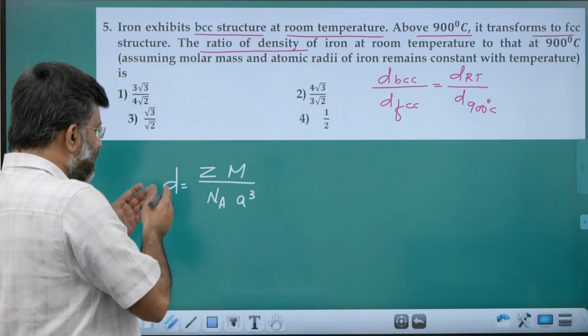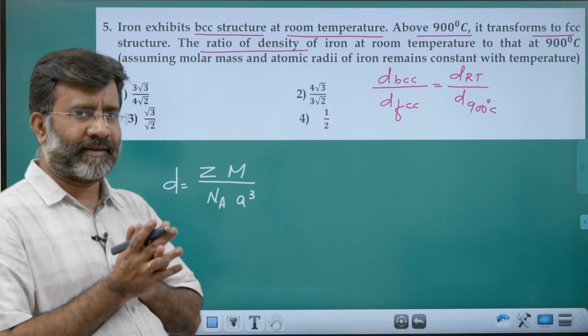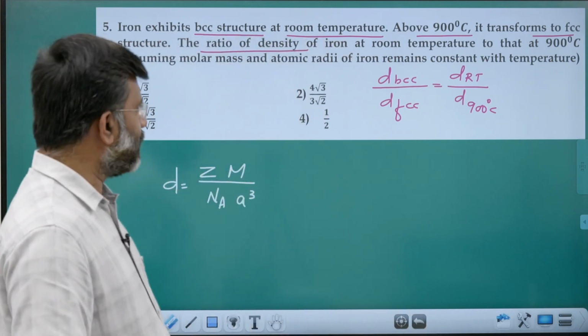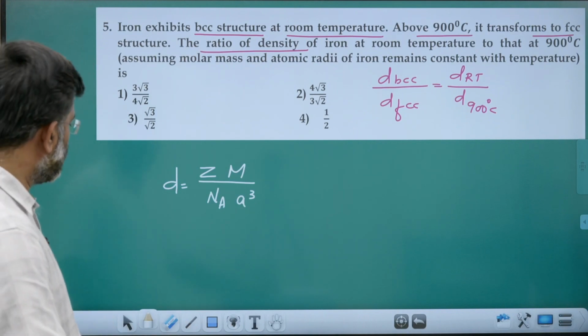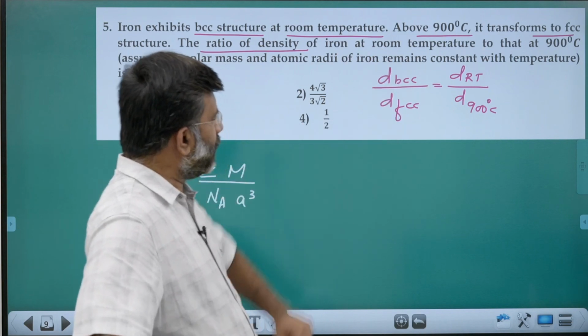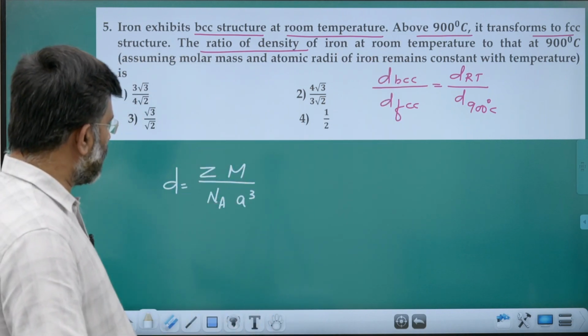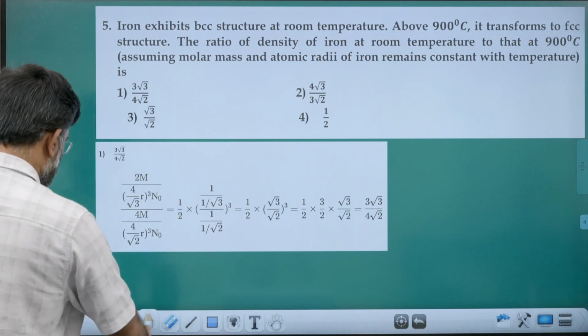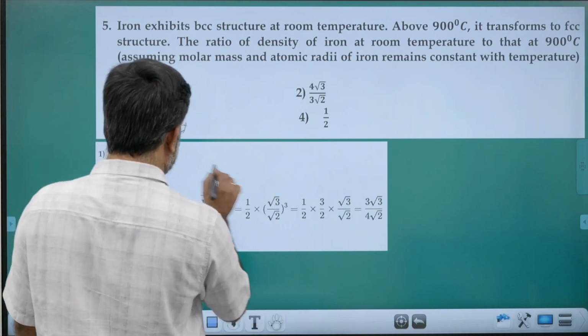So for BCC, FCC, what will be Z? And that is the point of discussion in this case. So let us examine how that can be calculated. Keep this in mind, this is what we need to find out. This is the primary equation which we need. You just apply it to the situation.